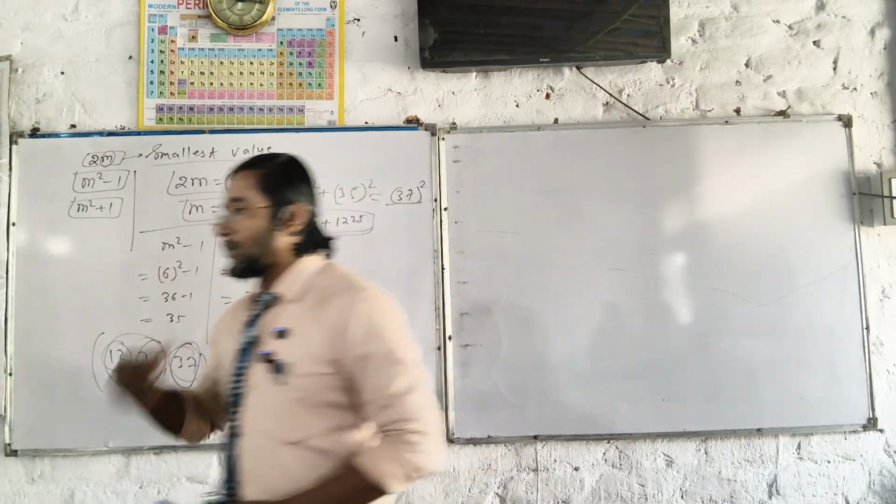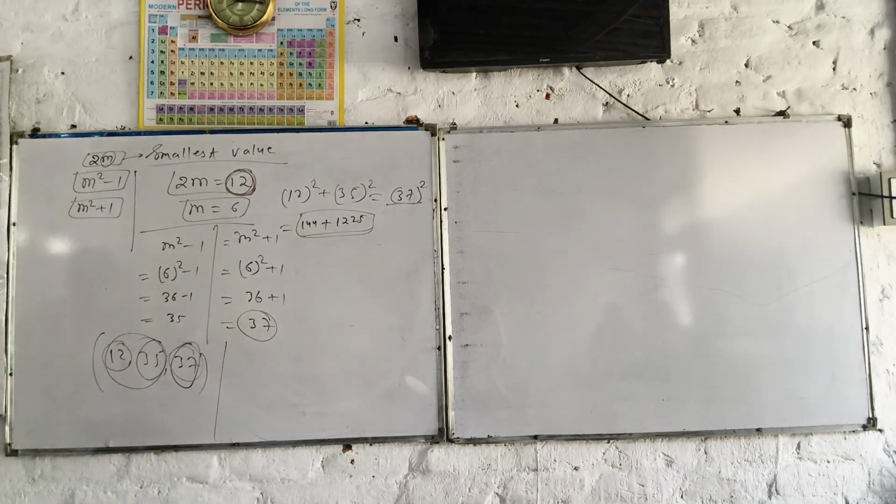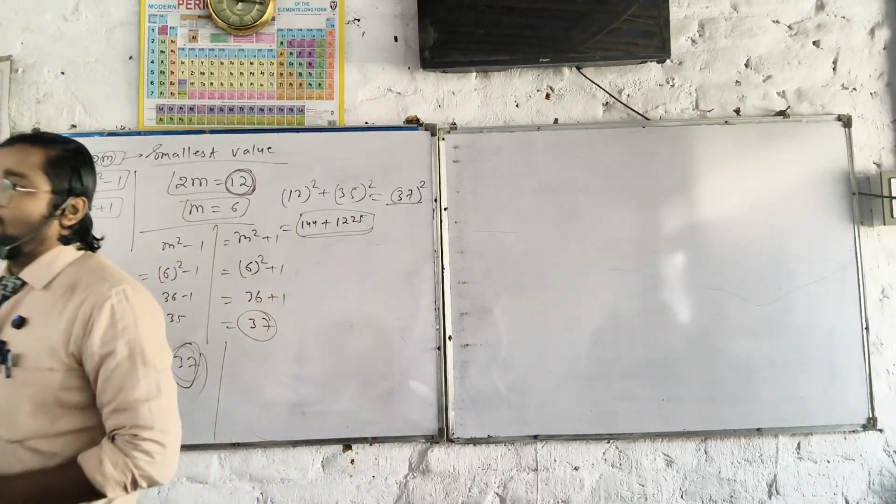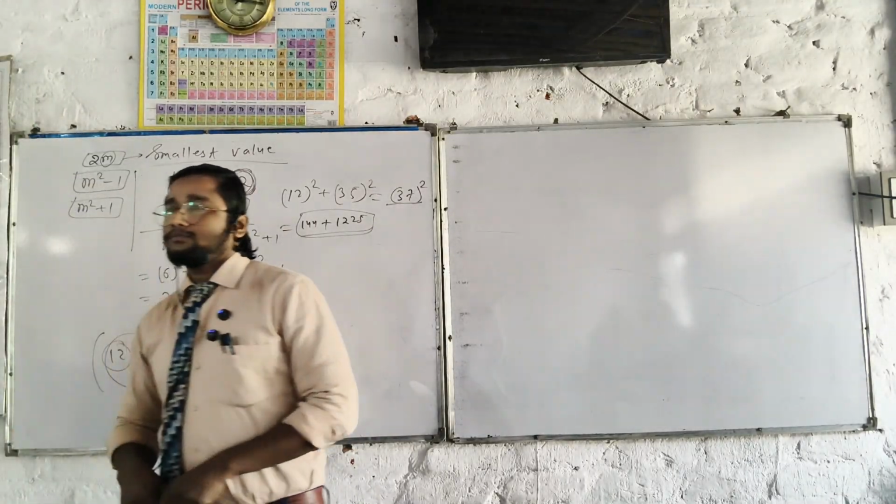Okay, let's come back to the question now. Exercise 3B, question number 6. Write a Pythagorean triplet whose smallest number is 6. Can you see the question? Read out the question one more time.